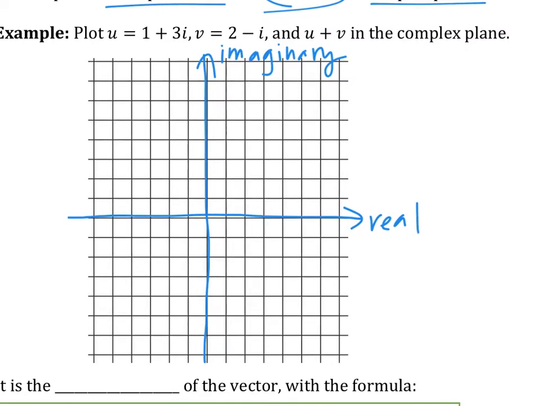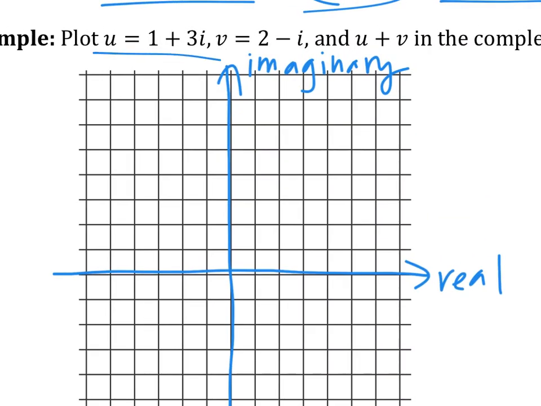So for example, u. Notice how it's not bolded. It's not a vector anymore. It's just a number. This number is 1 plus 3i. Then the a part is what? 1. And then the bi part is 3i, correct. So then what we do is we go 1 in the real part and then 3 in the imaginary part. And then this is my vector in a way. This is 1 plus 3i.